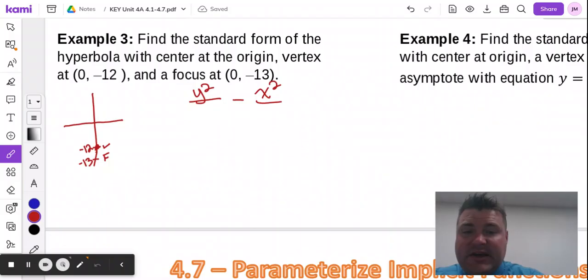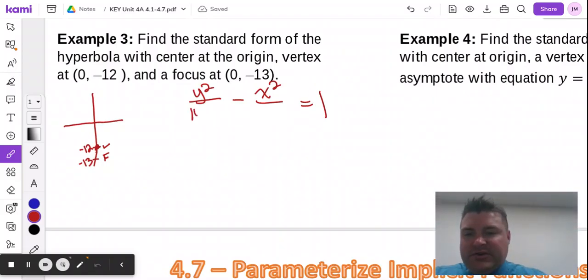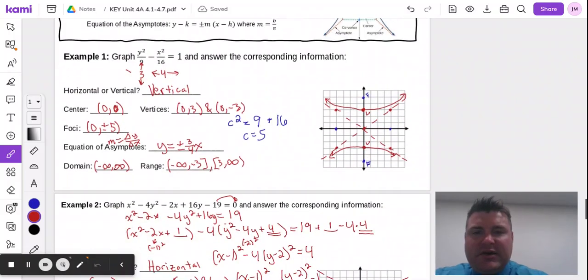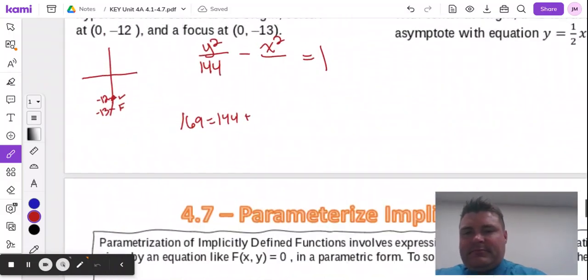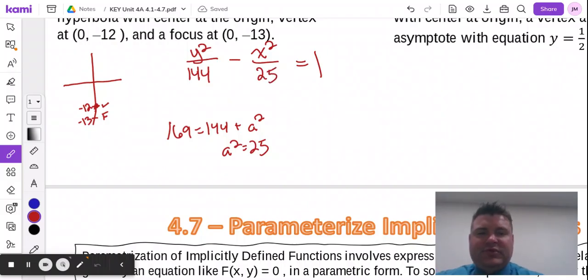Okay, I need to know how far down I'm going. Well, I'm going down 12, so I'm going down 12, square it, 144 in the y direction. And then I don't know how far left I'm going, but I do know my focus here is 169, and that is equal to 12 squared, which is 144, plus, what is this called, a squared or b squared? I want to be consistent with your notes. I don't know if it flip-flops. So the a always goes with x. Okay, got it. So plus a squared. So a squared is equal to 25. So this is 25 right there.